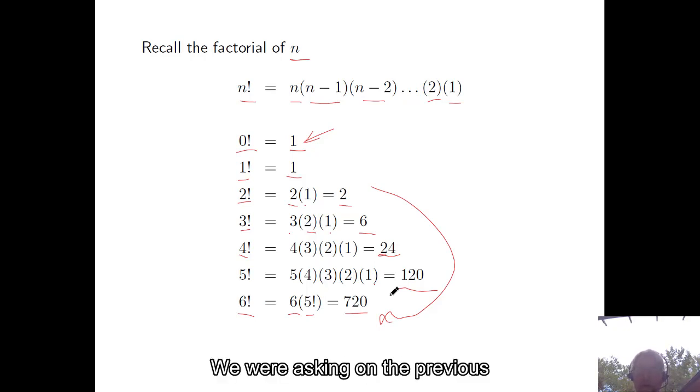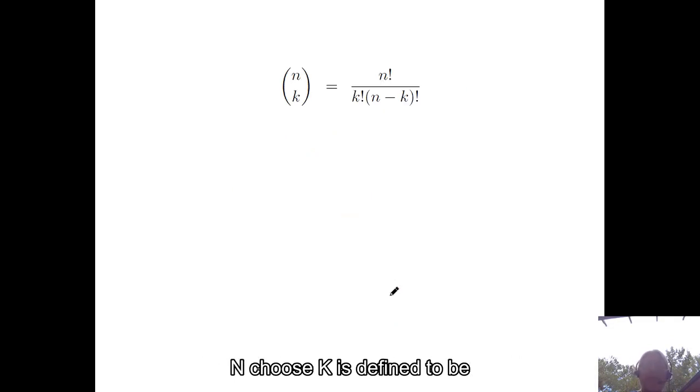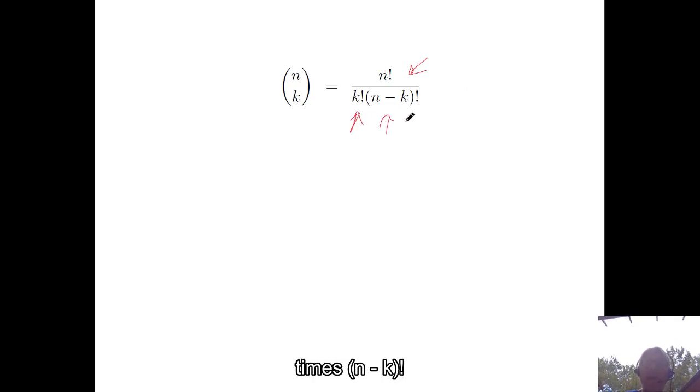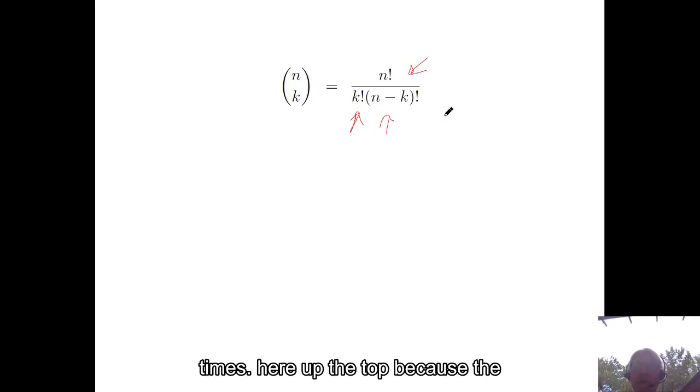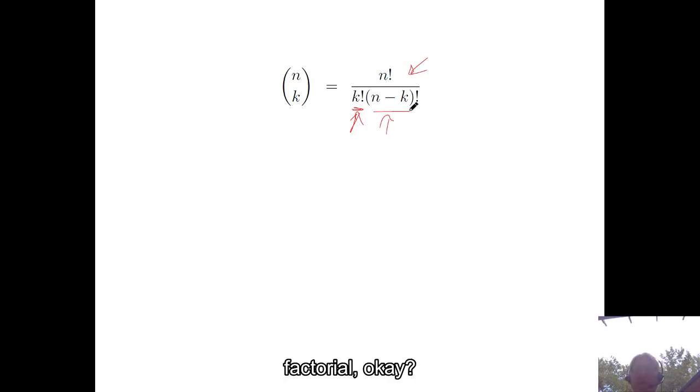We were asking on the previous slide, how do we calculate n choose k? N choose k is defined to be n factorial over k factorial times n minus k factorial. So you use this factorial function 3 times here. Up on the top goes the sample size. On the bottom is the product of the number of successes factorial and the number of failures factorial. Okay.